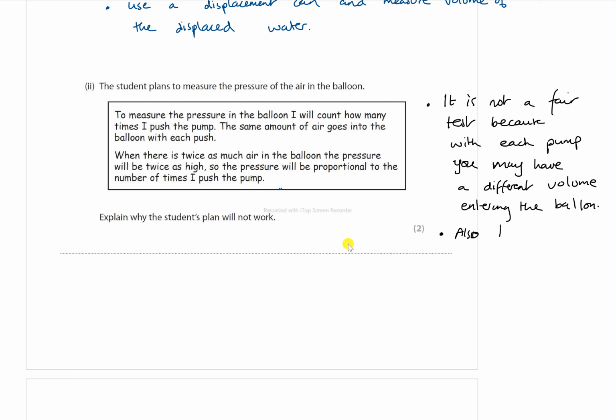Also, temperature will affect the pressure. The temperature will also affect the pressure and the volume of the balloon.